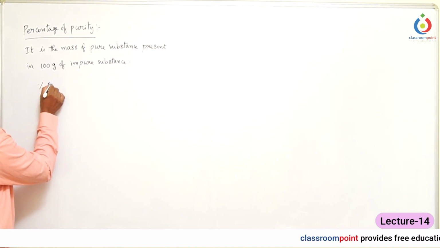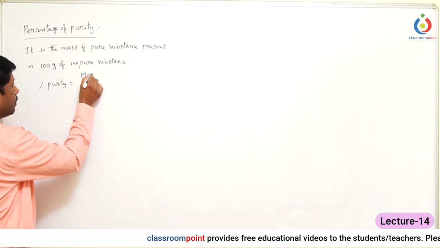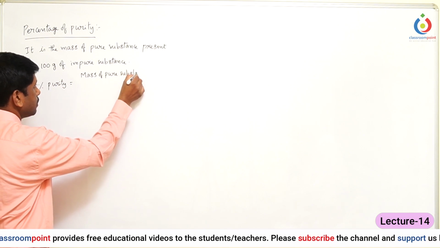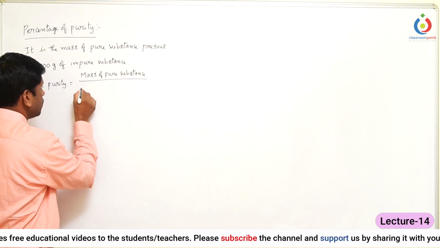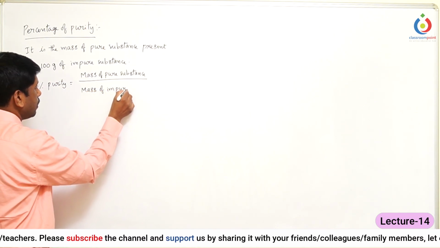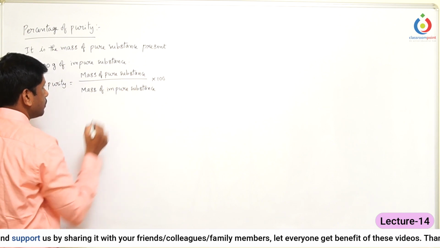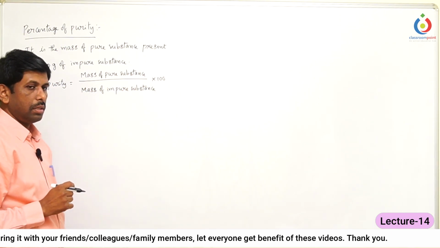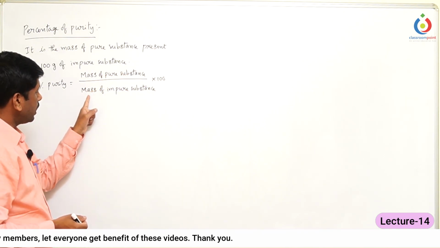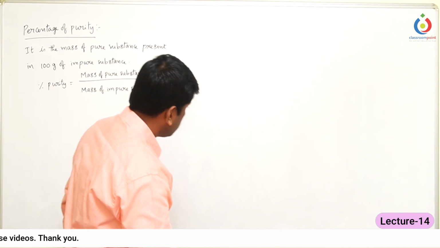Let us convert this definition into the formula. So, percentage purity is equal to mass of pure substance upon mass of impure substance into 100. Here we have taken the mass. We can take the volume also. If you take the volume, it is the volume of the pure substance divided by volume of impure substance into 100.